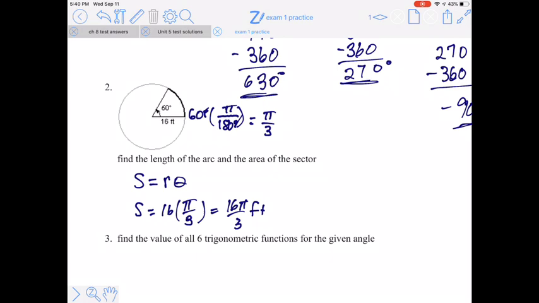So that's arc length. Area of a sector. Boy, there's a glare on there. Can you guys see with the glare? Okay. The light's in there.